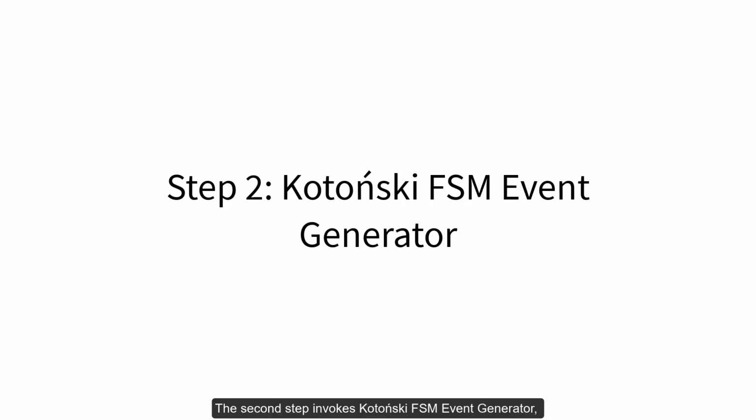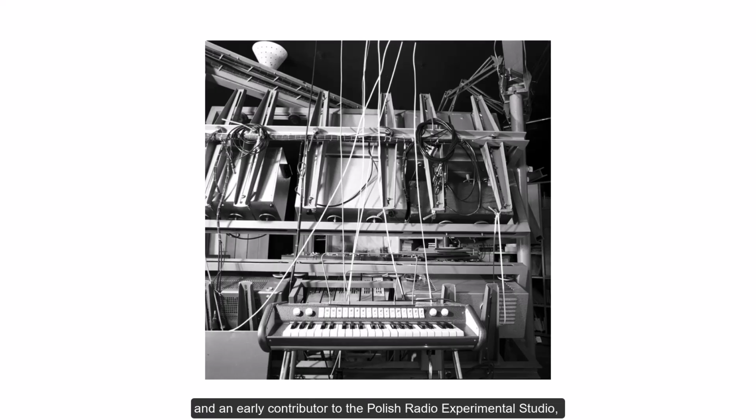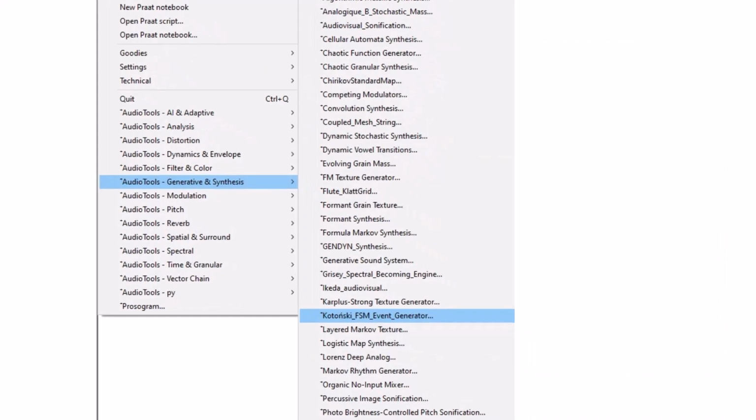The second step invokes Kotoński FSM event generator, which connects the case study to the history of Polish electroacoustic music. Włodzimierz Kotoński was a pioneer of electronic music in Poland and an early contributor to the Polish Radio Experimental Studio, one of the key centers of post-war tape and electroacoustic practice. Public sources describe his work as central to the development of Polish electronic music, and later commentary on ELA presents it less as a single closed object than as a compositional family shaped by procedures and studio decisions.